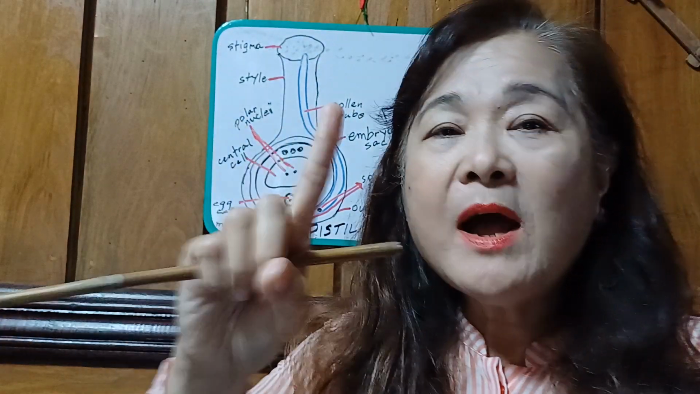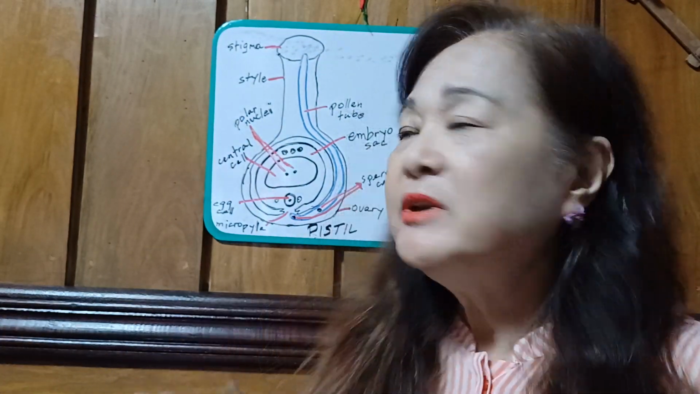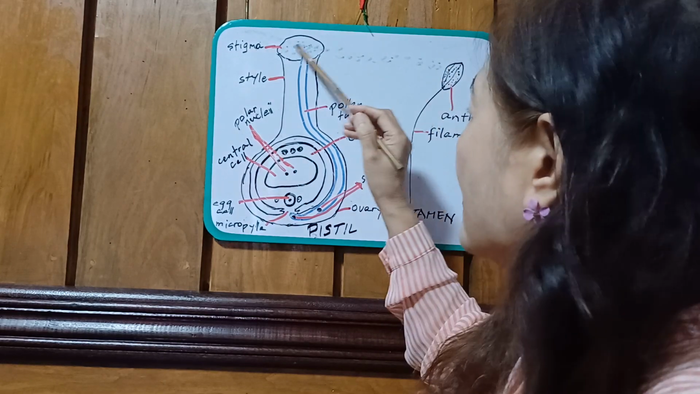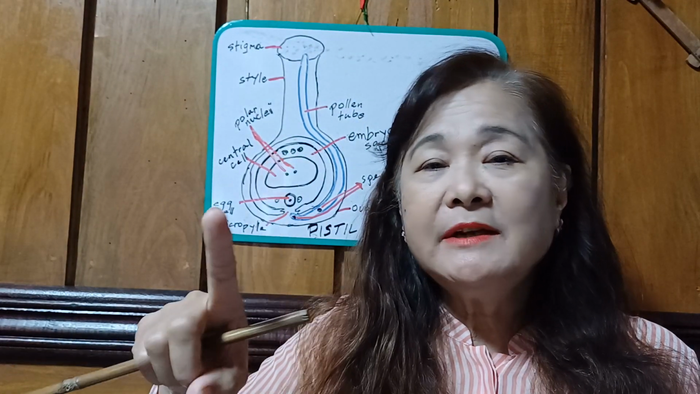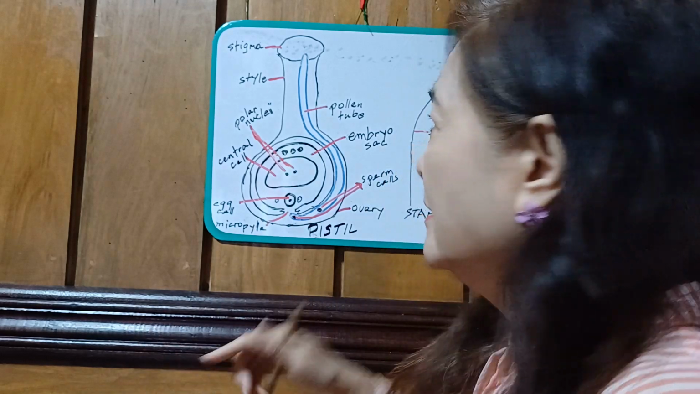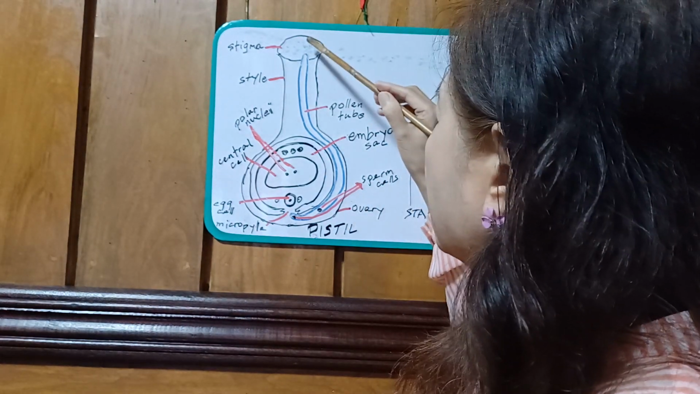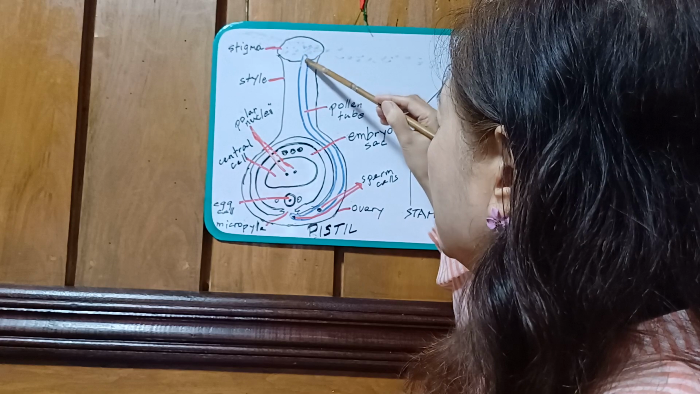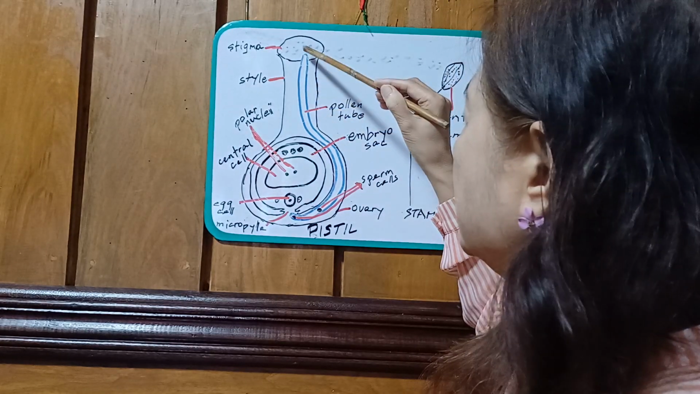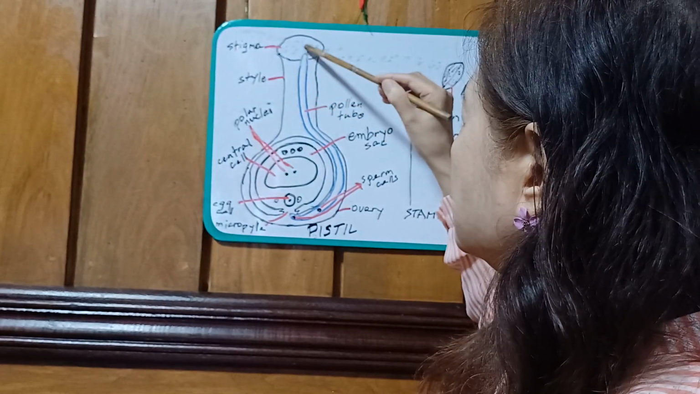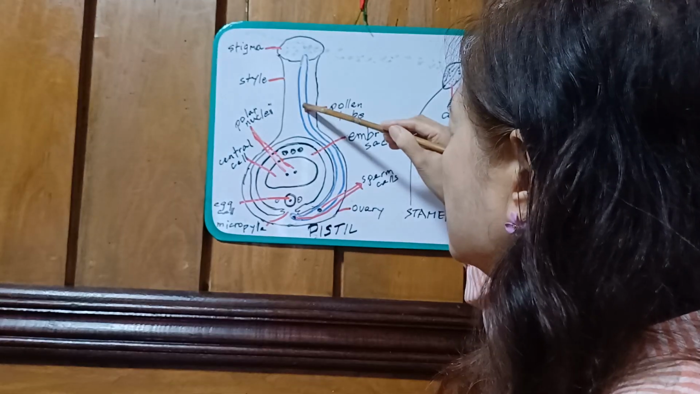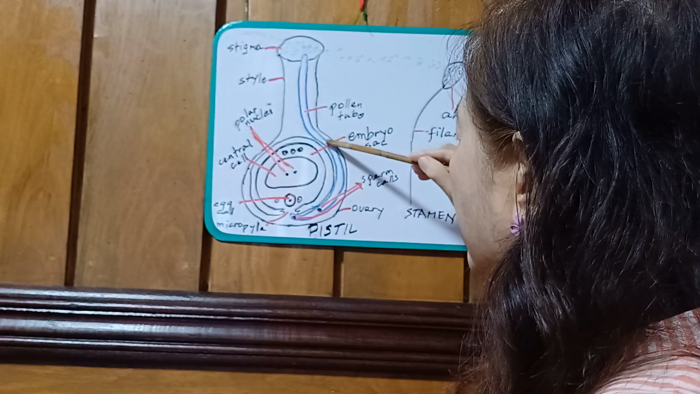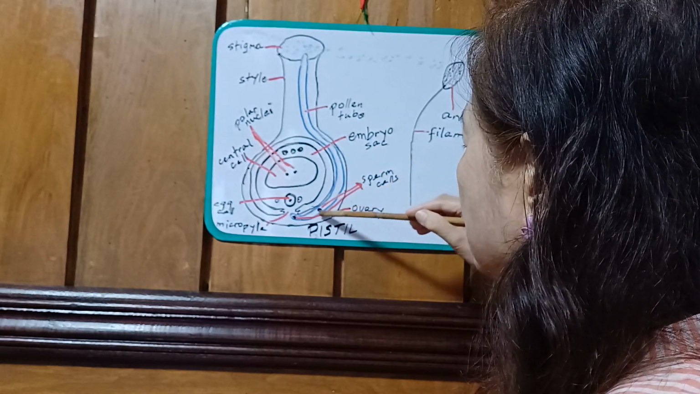one pollen grain will germinate. Even if there are hundreds of pollen grains that land on the stigma, only one pollen grain is needed. When one pollen grain germinates, it will grow a pollen tube. I've drawn it here, a pollen tube. The pollen tube will grow, lengthening and growing down the style, and then down to the ovary.